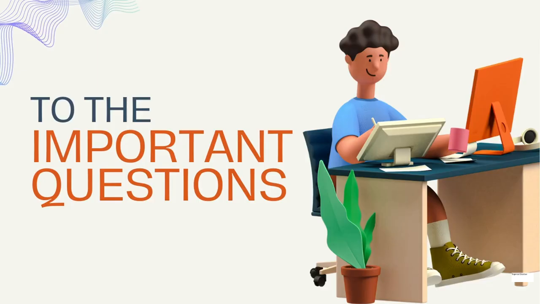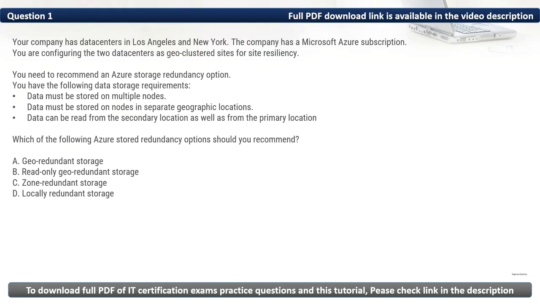To the important questions, question 1. Your company has data centers in Los Angeles and New York. Company has a Microsoft Azure subscription. You are configuring the two data centers as geo-clustered sites for site resiliency. You need to recommend an Azure storage redundancy option. You have the following data storage requirements.